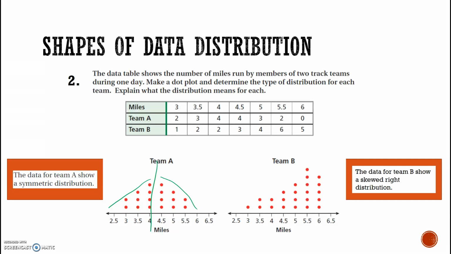Team B, however, is skewed right, because if I drew a line down the center of this graph, I would see that a large chunk of the data lies on the right side of it. The data slopes up. It doesn't make that nice bell curve, and there's not a straight line across.